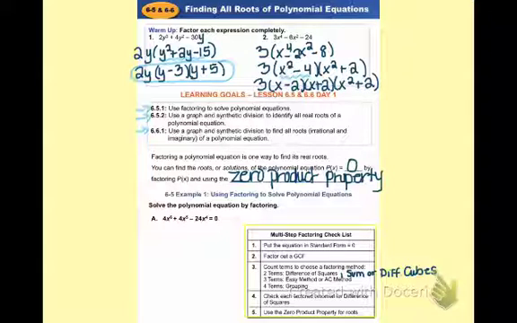So example A presents us with one such question where we want to solve the polynomial equation by factoring, and they've already substituted in 0 for f of x. And so my first step is to check to see if it's in standard form, and standard form would be that descending order of powers, and we've got that here. And so we're on to step 2, which is factor out a GCF.